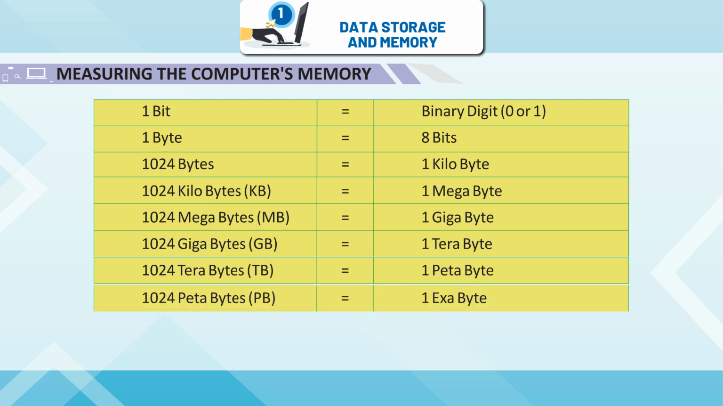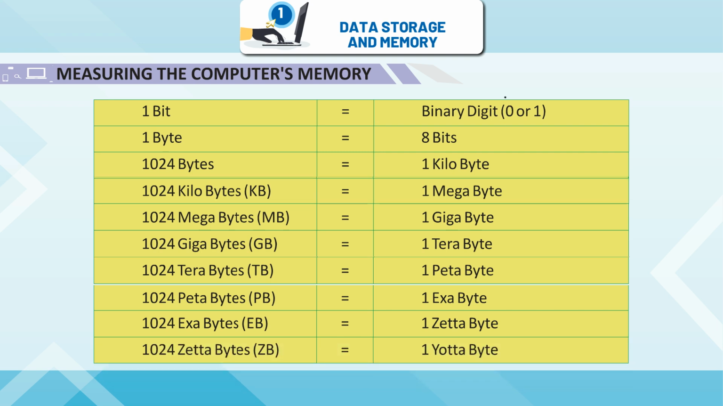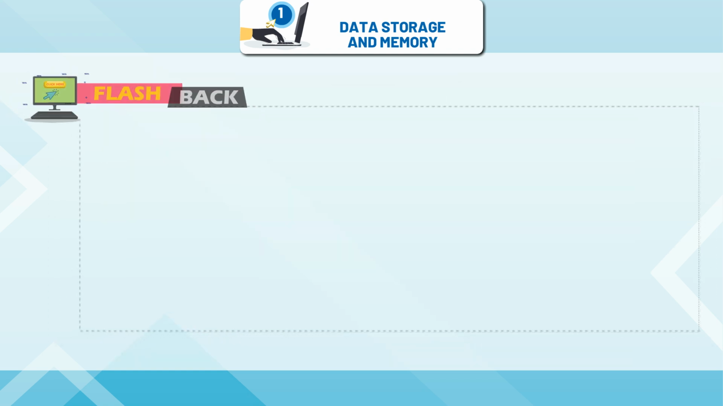1024 petabytes (PB) is equal to 1 exabyte. 1024 exabytes (EB) is equal to 1 zettabyte. 1024 zettabytes (ZB) is equal to 1 yottabyte.